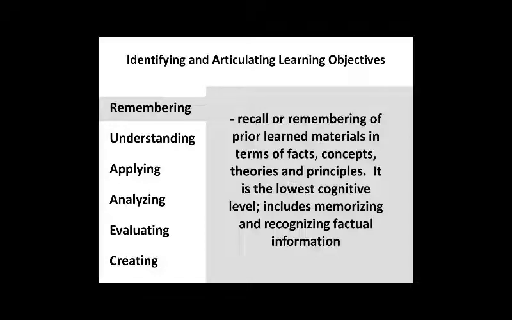That is why it is called the lowest cognitive level. It's easy to enumerate and simply recall the characters of the story, for example, than to explain the relationships among the characters, which would already be under understanding. So in remembering, all the learner needs to do is to recall from memory or retrieve information that is in his memory. That is all he has to do. Hence remembering is described as the lowest cognitive level.